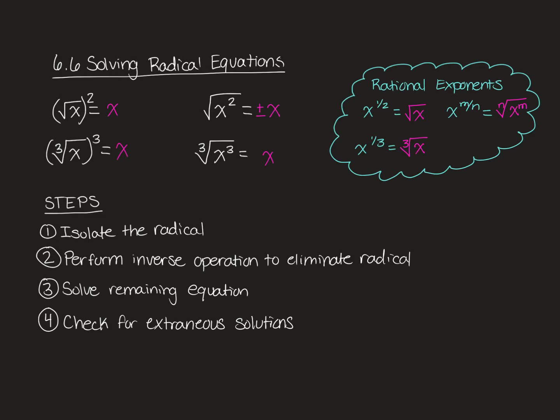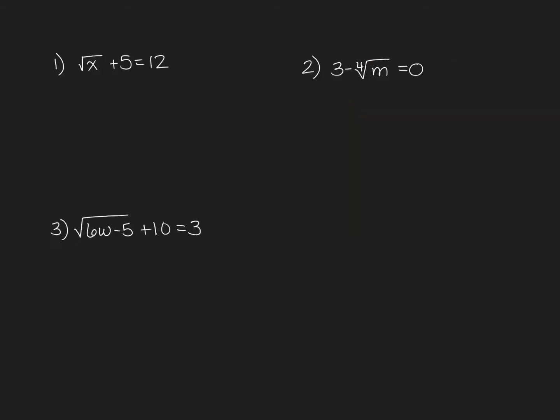So the steps to solve a radical equation. First, you need to isolate the radical. If there are numbers around it, you have to perform those inverse operations to get rid of those numbers. Then perform the inverse operation to eliminate the radical. If you have a square root, you square both sides of your equation. If you have a cube root, you cube both sides of your equation. Then you solve the remaining equation, and you always want to check for extraneous solutions. Remember, extraneous solutions are extra solutions. They do not solve the original equation.